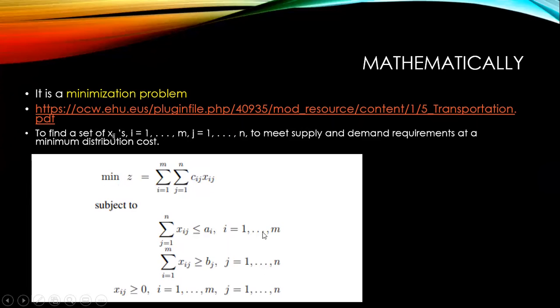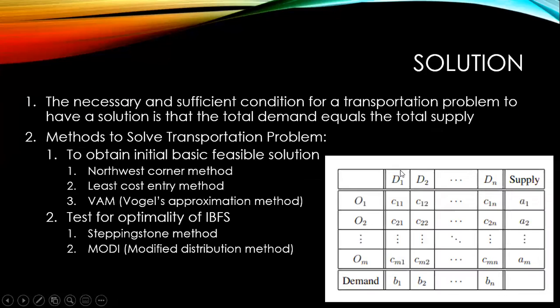For each source, the total amount of product should be less than or equal to the total amount which can be supplied from that source. And for each destination, the total amount of product shipped to that destination should be more than or equal to the demand of that destination. And the quantities xij must be more than or equal to 0. So this is the mathematical representation of our transportation problem. It is a minimization problem.